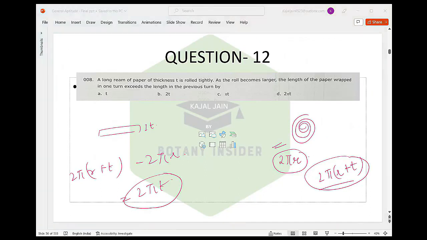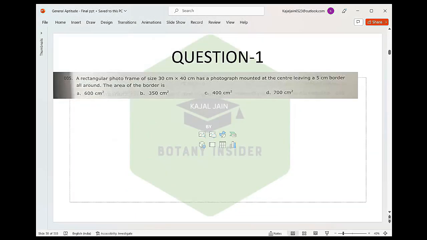Did you understand this thing? Very simple thing. Answer will be option number D. Did you understand the concept? Yes or no? Is it clear? Very simple question, very basic question, right? Answer is option number D. Give it a try to this particular question now, everyone.